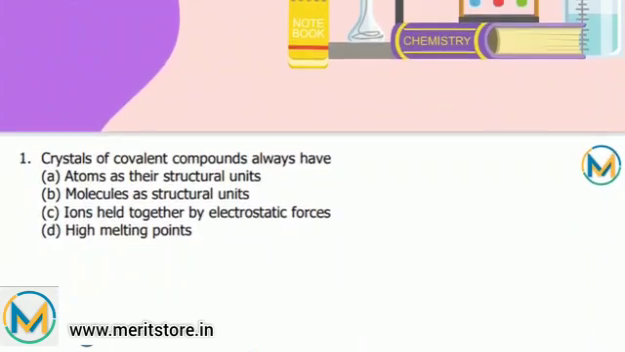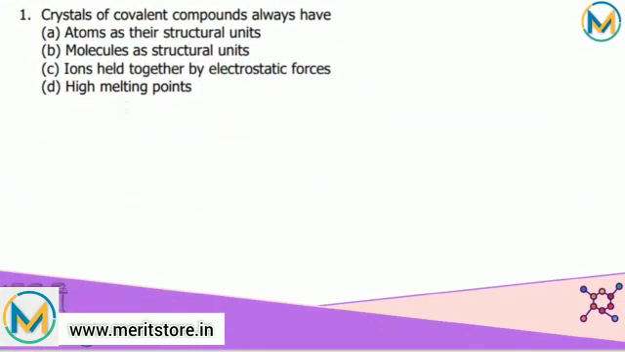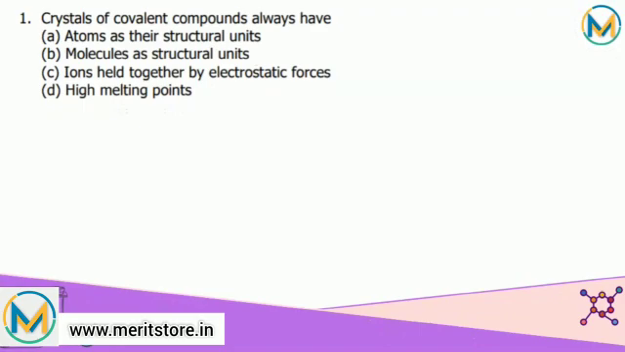First question: crystals of covalent compound always have atoms as their structural units, molecule as structural units, ions held together by electrostatic forces, or high melting point.